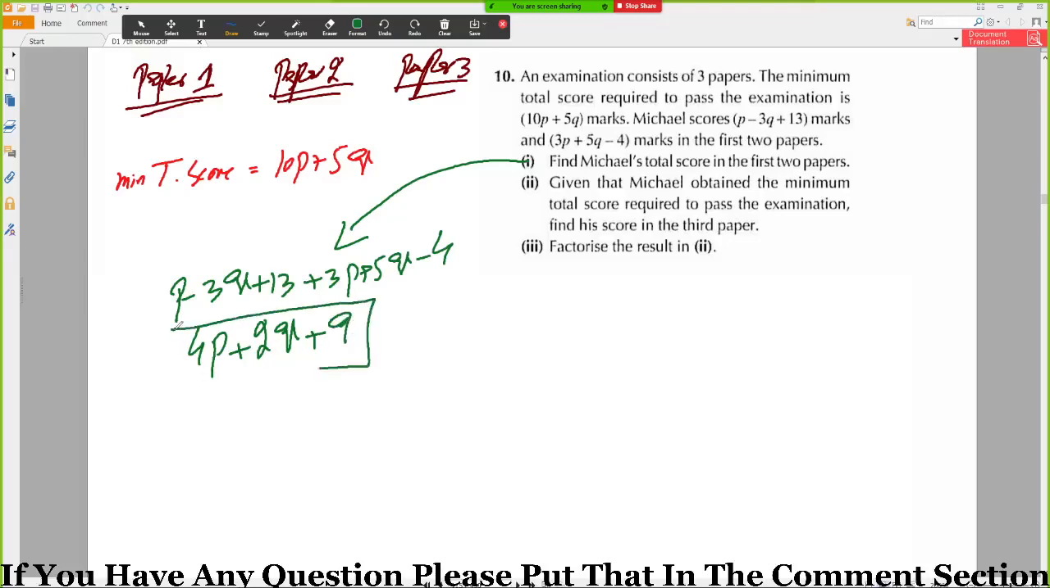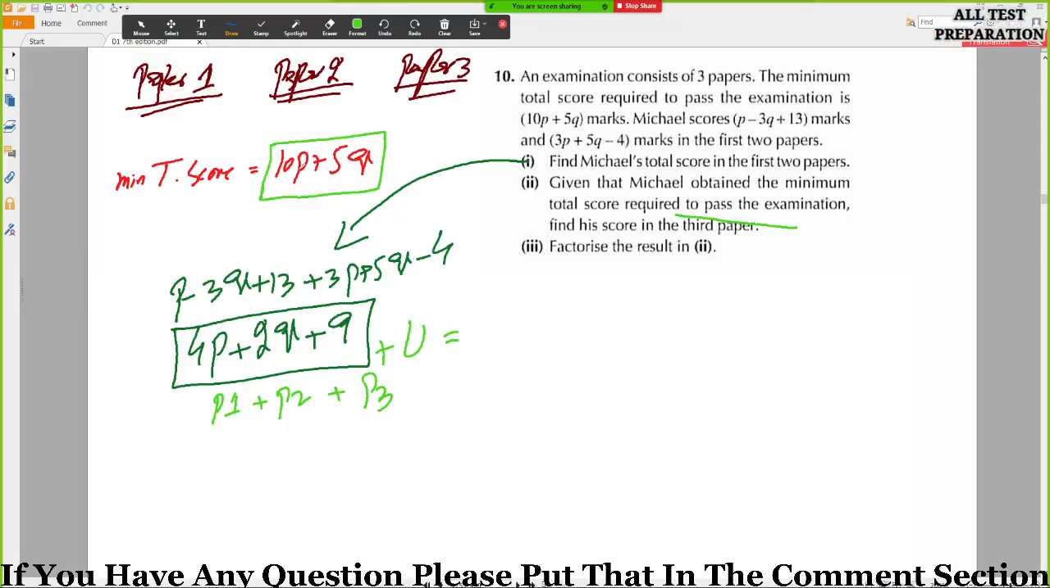Okay, this much marks. Given that Michael obtained the minimum total score required to pass the exam, find his score in the third paper. This is the first two papers' score. So what will you need to do to pass the examination? 10p plus 5q, this is paper 1 and paper 2. Paper 3 is unknown, so we need to put u instead of that unknown paper, and the minimum score he will need to pass the examination is this.